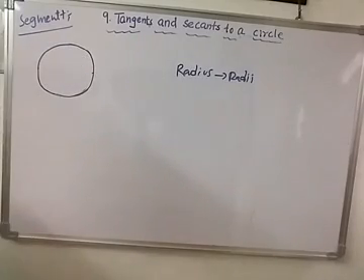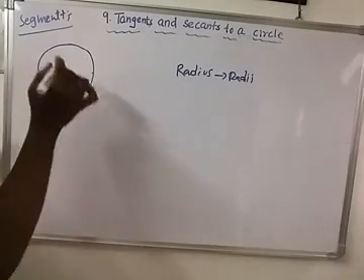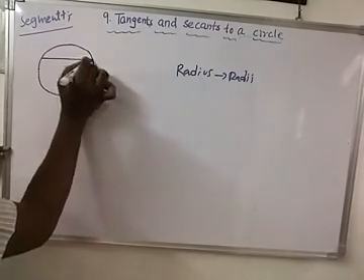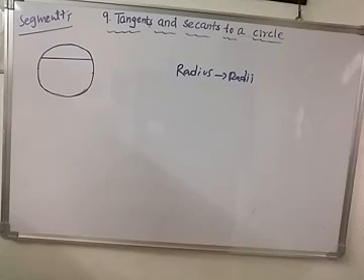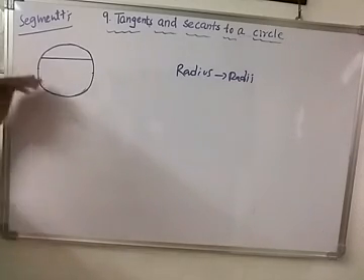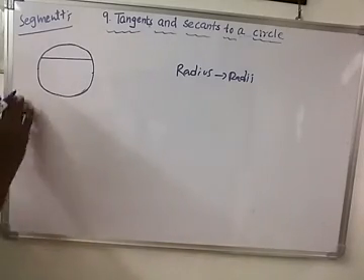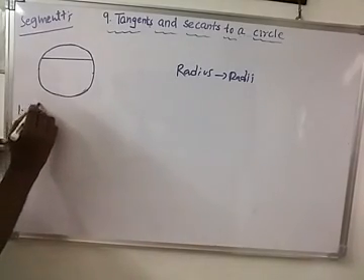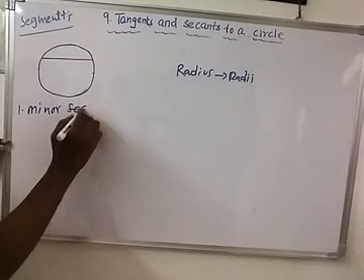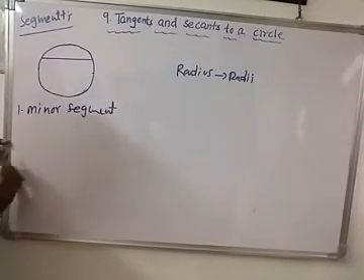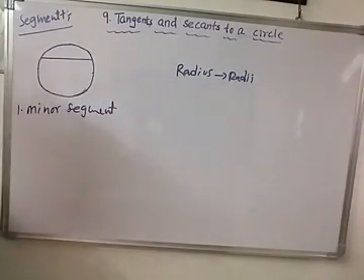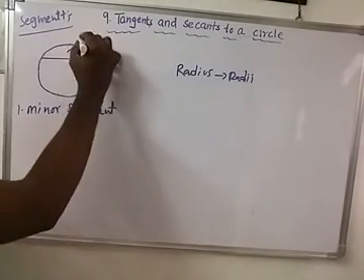Next concept is the segment. Every chord divides the circle into two segments. So what is a segment? In this there are two segments. One is the minor segment. What is a minor segment? This is a minor segment.